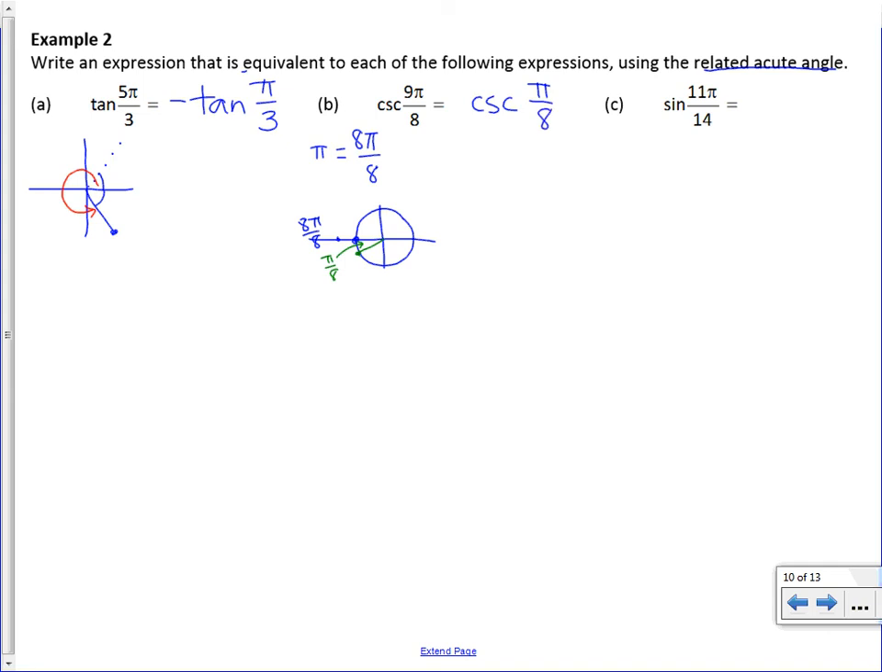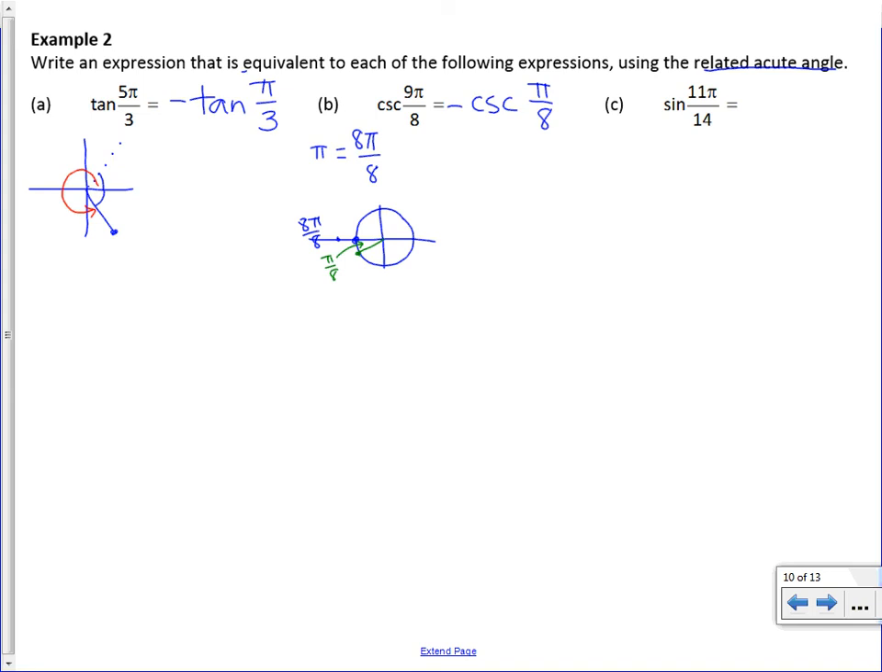But now the question is, do I need the negative or not? Cosecant is related to its reciprocal. What's the reciprocal of cosecant? Sine. In quadrant 3, sine is negative. So do I need a negative or am I good? You need a negative and you're good.